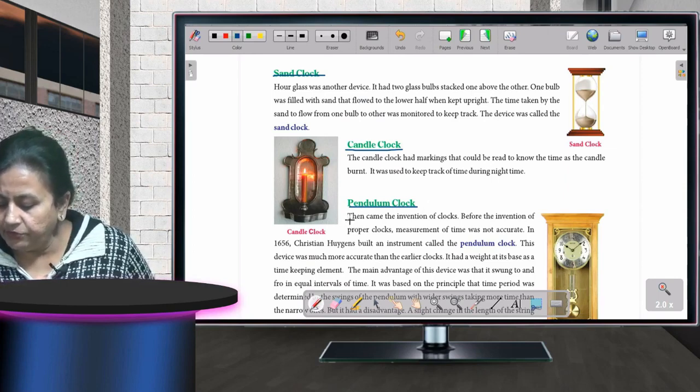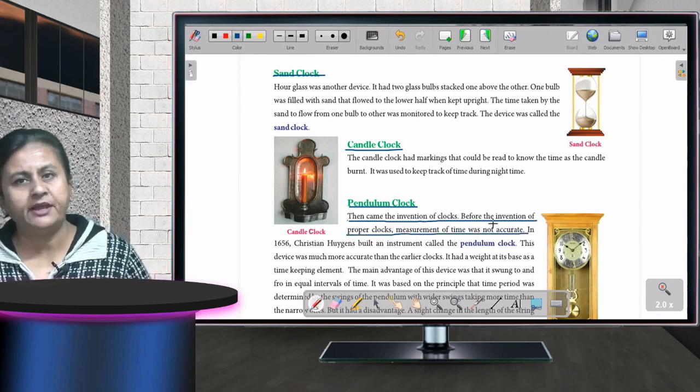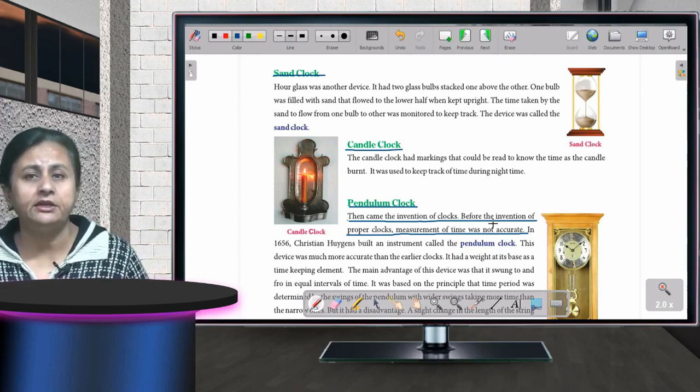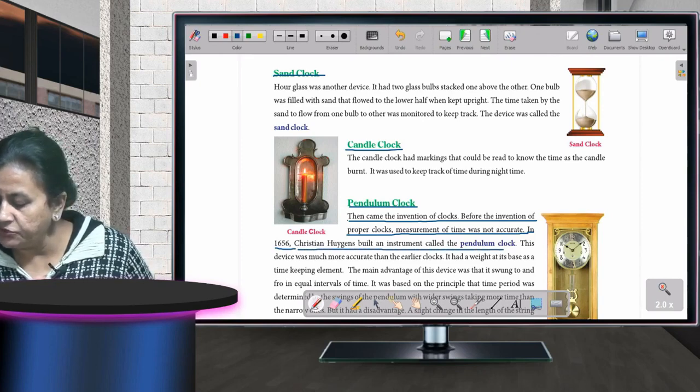I'll read out for you. Then came the invention of clock. Before the invention of proper clocks, measurement of time was not accurate. Sometimes it used to be early, sometimes it used to be late. But in 1656, Christian Huygens built an instrument called the pendulum clock. This device was much more accurate than the earlier clocks.